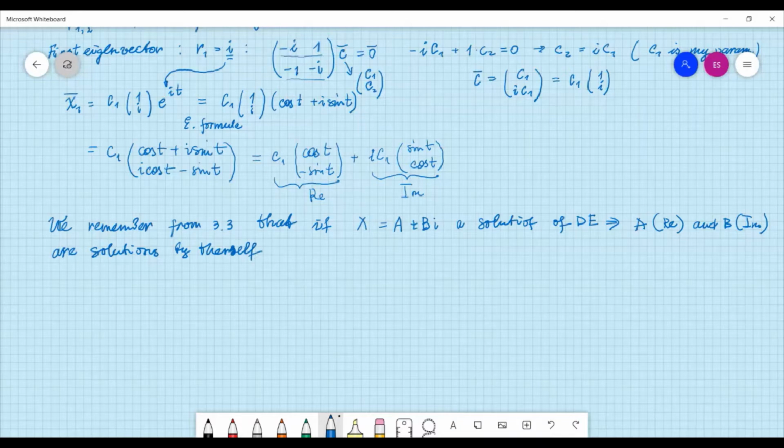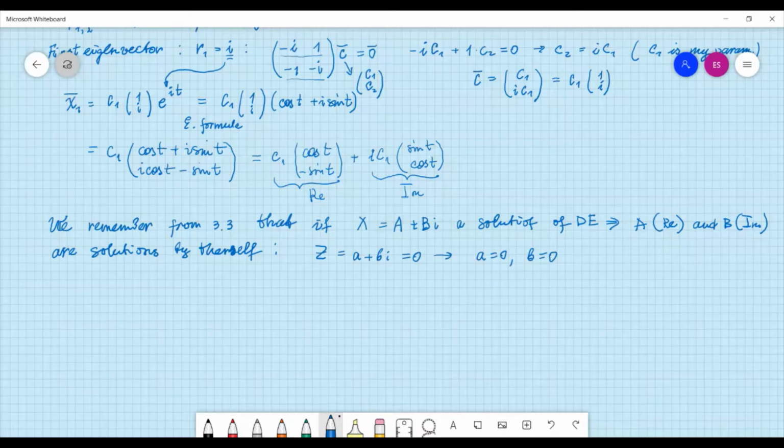Well, why are they solutions? Well, remember that if a complex number a plus bi equals 0, it means that both a equals 0 and b equals 0. Otherwise, it's not going to be 0. If a complex number is equal to 0, then both the imaginary part and the real part of this complex number are equal to 0.